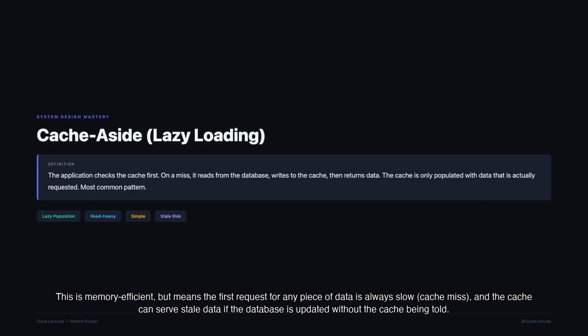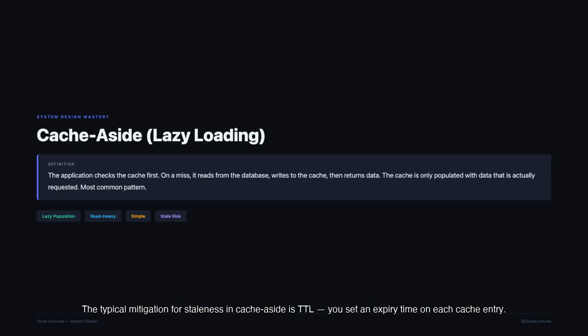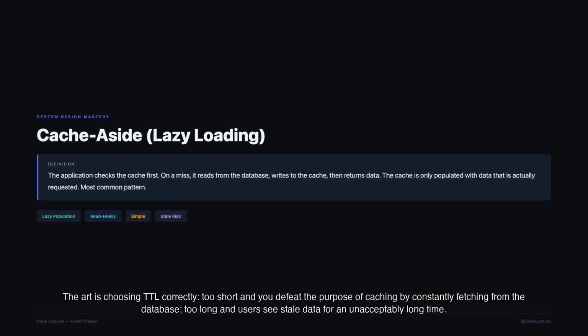The typical mitigation for staleness in cache aside is TTL. You set an expiry time on each cache entry. When it expires, the next request gets fresh data from the database. The art is choosing TTL correctly. Too short, and you defeat the purpose of caching by constantly fetching from the database. Too long, and users see stale data for an unacceptably long time. The right TTL depends entirely on how often your data changes and how much staleness your users can tolerate.